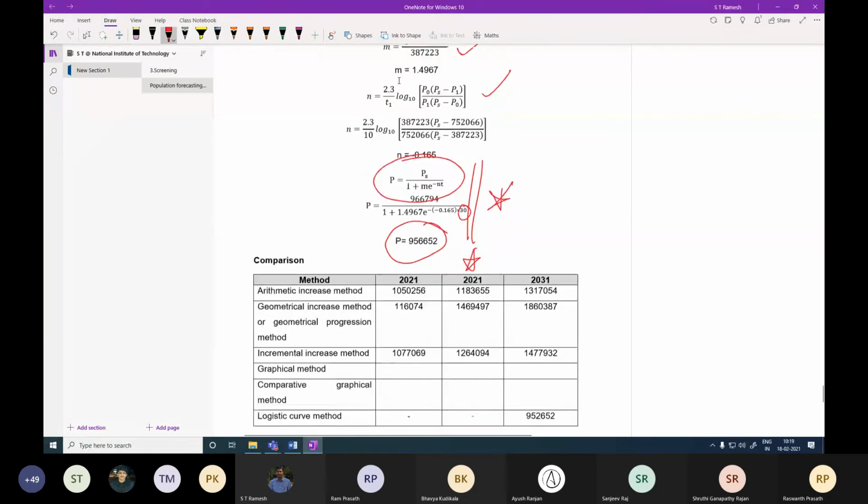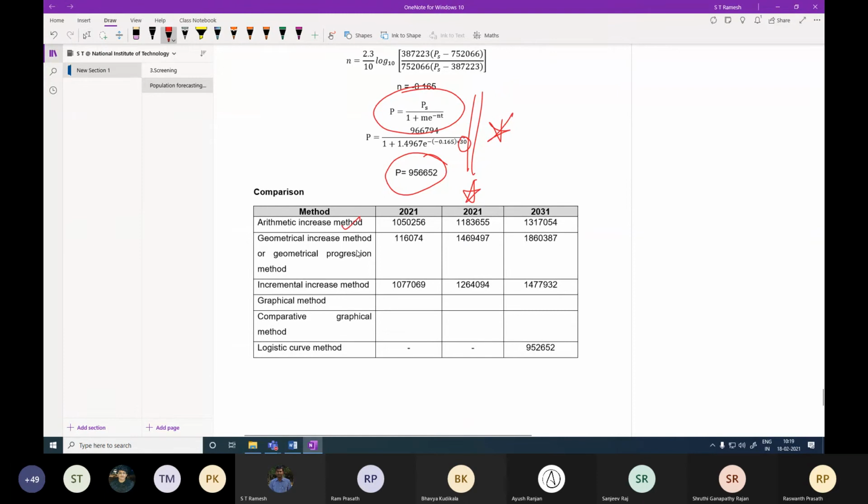Okay, so now you can have a comparison of the arithmetic increase method, geometric increase method, incremental increase method, graphical method, comparative graphical method, and logistic method. You can also plot or compare like this, and you can understand better which is the best method to select. That's what I told you. If you estimate lower, it is a problem. If you estimate the population higher, it is also a problem, and thereby you should be a wise person to select which method, as this is for futuristic projection. Okay, this is what I told you.